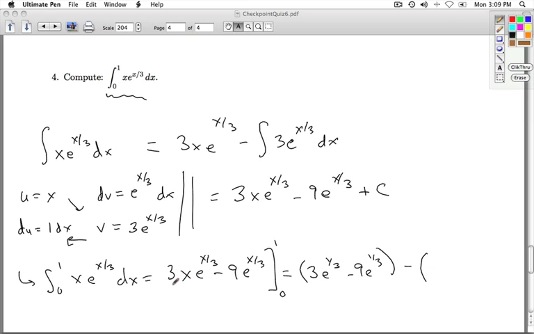I subtract off, I substitute in x equals 0. The first term zeroes out, but the second term I get 9e to the 0, which is just 1. So when the dust settles, I get negative 6e to the 1/3 plus 9. And that's our final answer. And that'll do it for checkpoint 6.